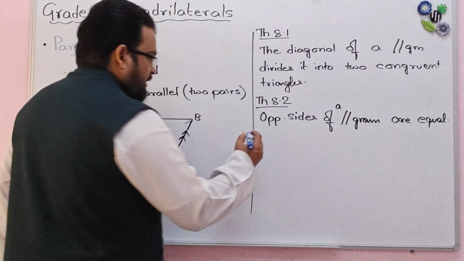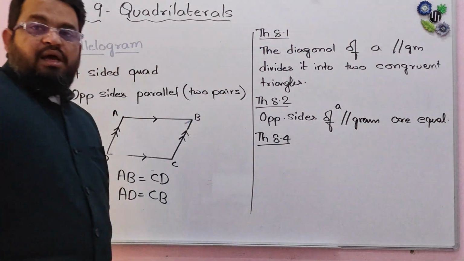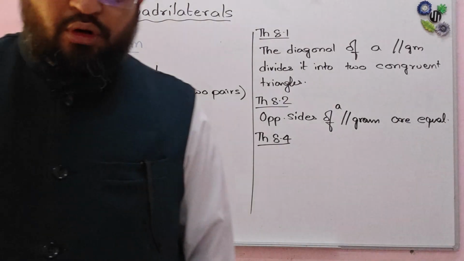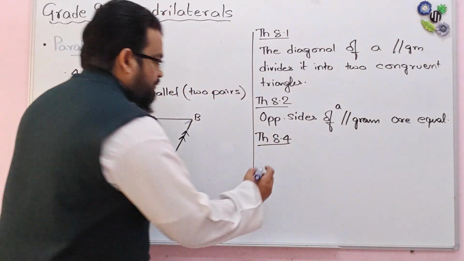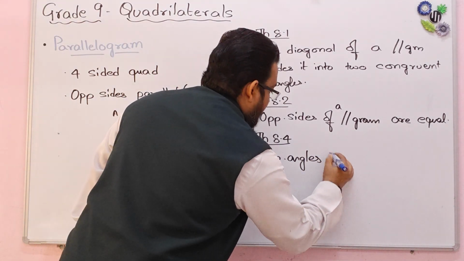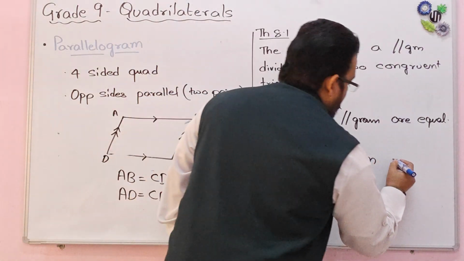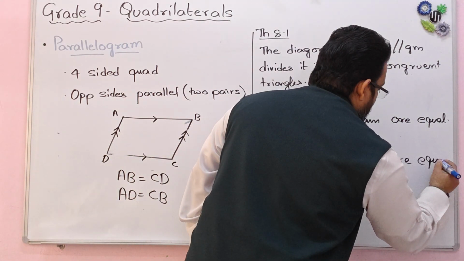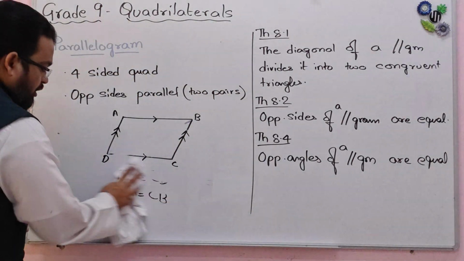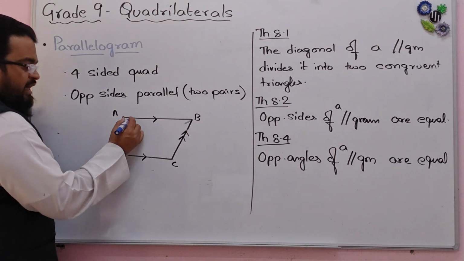Now let us go for the third property of a parallelogram. The third property is stated in theorem 8.4. So what is theorem 8.4? Opposite angles of a parallelogram are equal. So that means what, my dear students? Here we have written about opposite sides. Now theorem 8.4 states about opposite angles. What is the opposite angle to A?